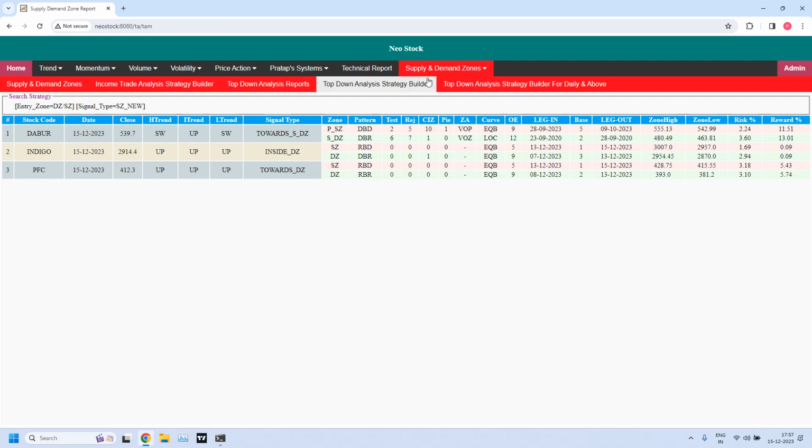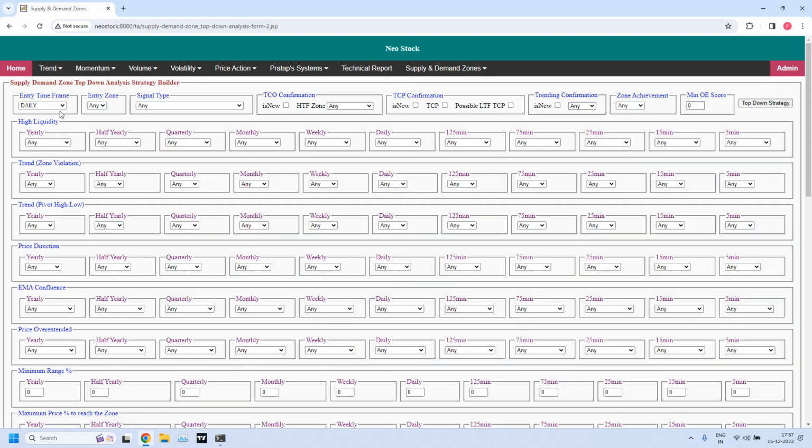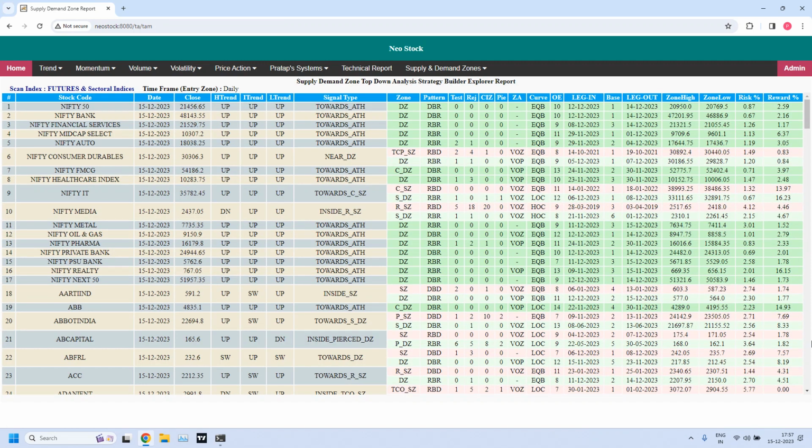Now let me generate demand and supply zones for all the stocks on daily time frame. Entry time frame is daily. I'm generating all the demand and supply zones for all the stocks. So first 17 in this list are indices, and remaining all are equity stocks listed in F and O category. I will keep on scrolling this list down. Whichever the stock you want to refer there, you please pause the video.